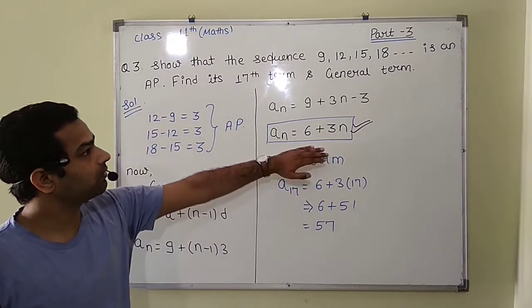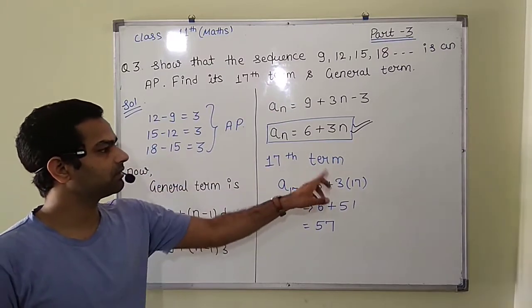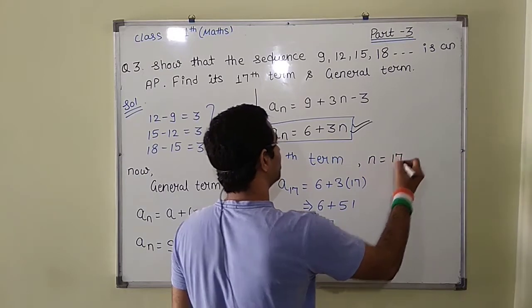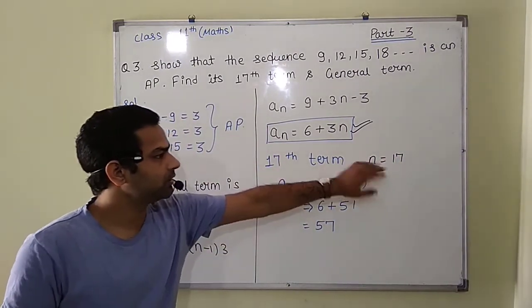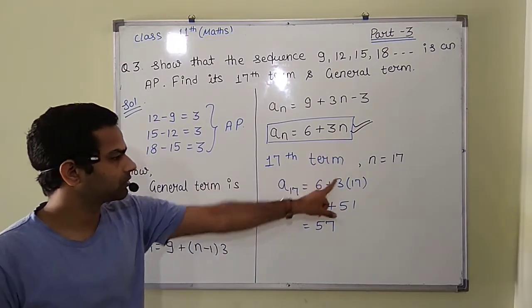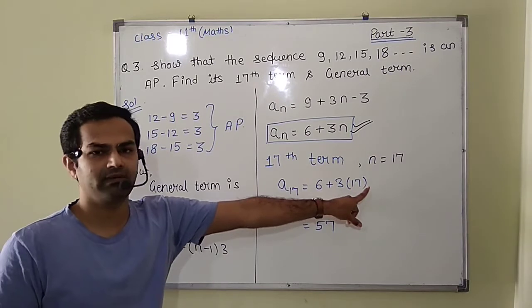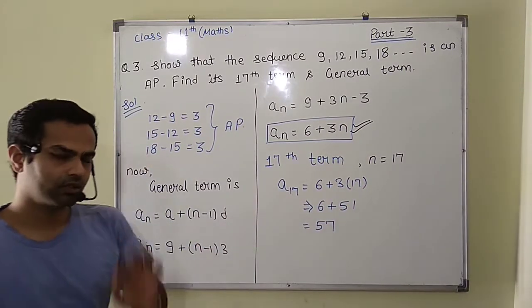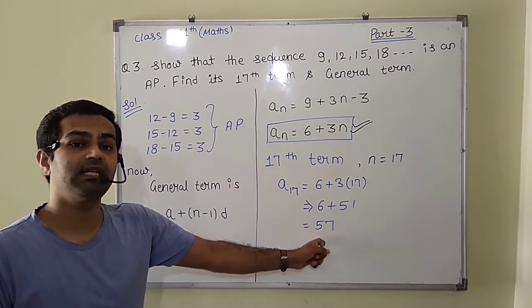Okay. So now we have to find the 17th term. 17th term means the value of n is equal to 17. What is going to come at the 17th number? So let us put the value of n here. So a17 is equal to 6 plus 3 into 17. 17 3s are 51. 51 plus 6 is 57. So the 17th term is 57.